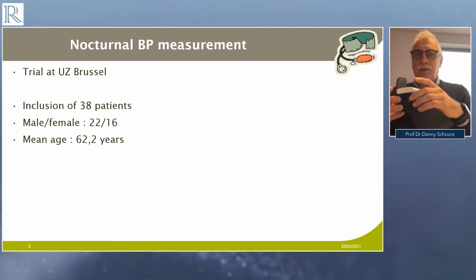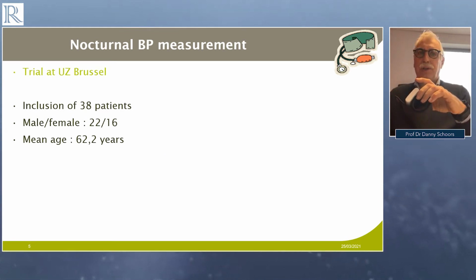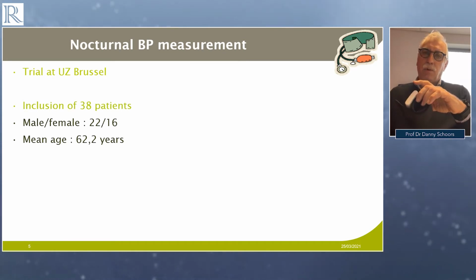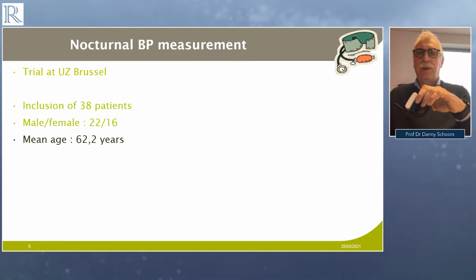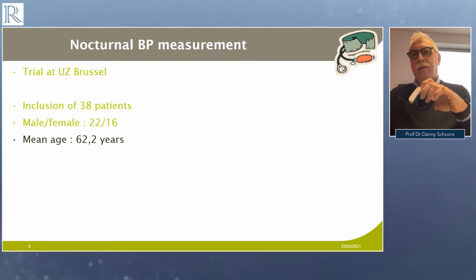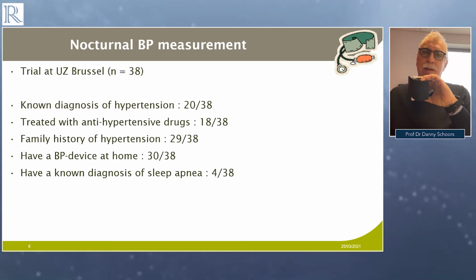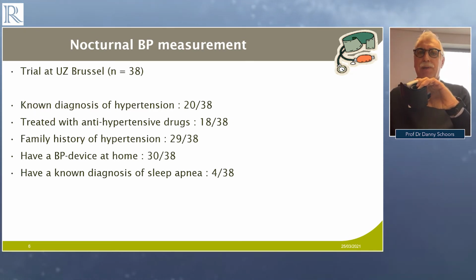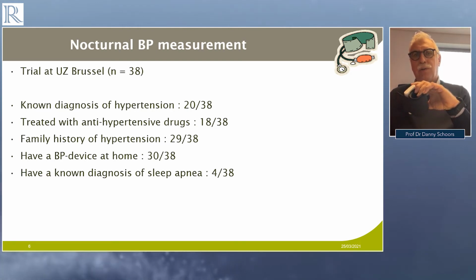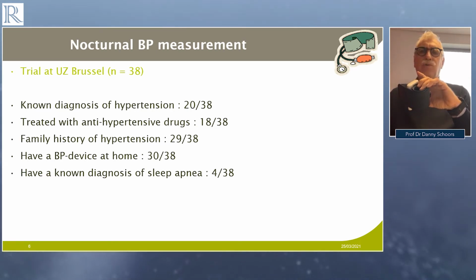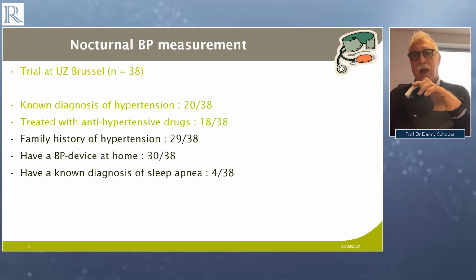I included in this study, in total, 38 patients. Most of them were male, 22 males and 16 females. The mean age of these patients was around 62 years old. Of these 38 patients, about 20 of them had a known diagnosis of hypertension. They were not all treated with antihypertensive drugs; 18 of them were treated with antihypertensive drugs.